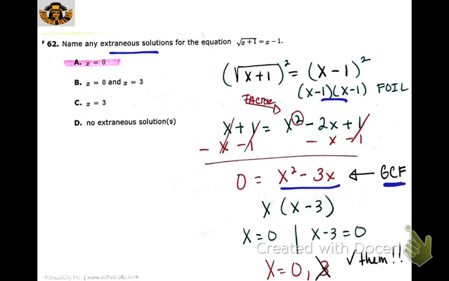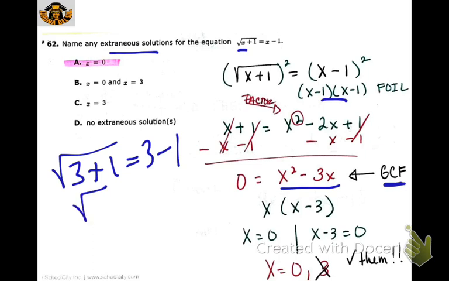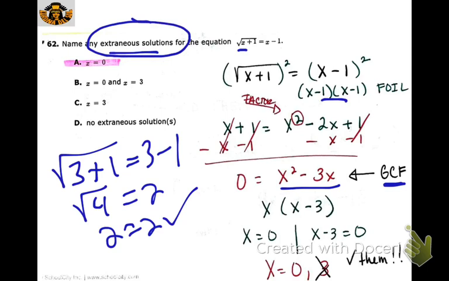So if you plug in a 3, then it would be the square root of 3 plus 1 equals 3 minus 1, square root of 4, that equals 2, so 2 equals 2, check. So 3 does work. We were looking for the extraneous solution. I lost my brain for a second.